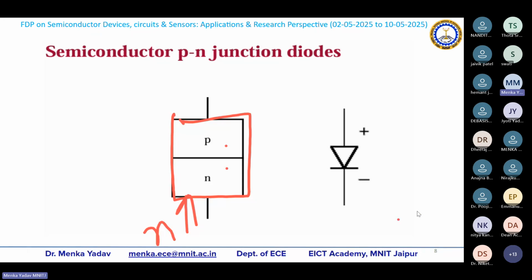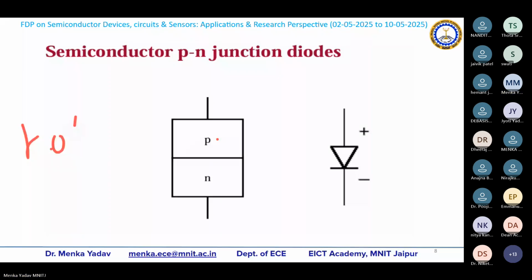This is the PN junction diode symbol. So how is this symbol coming up? Let us discuss what it is going to symbolize. P are the holes. Holes are positively charged particles. N for electron. Electron is a negatively charged particle.